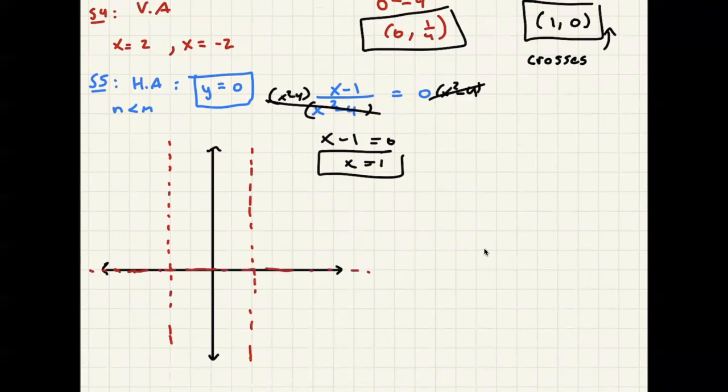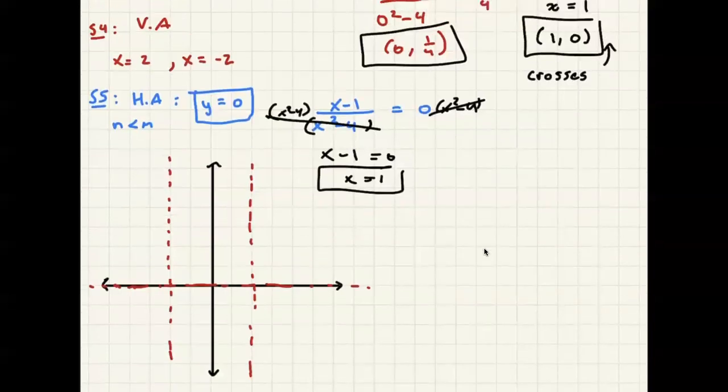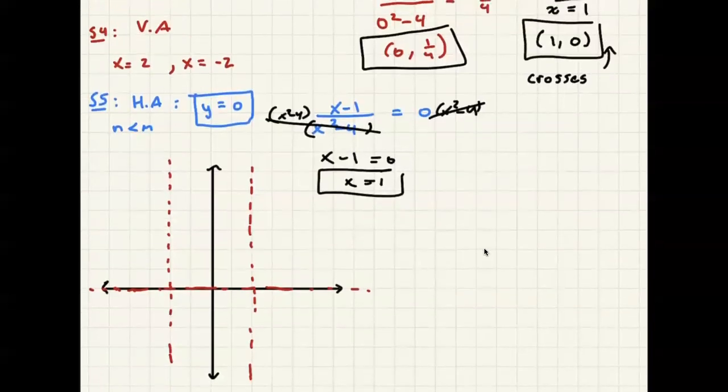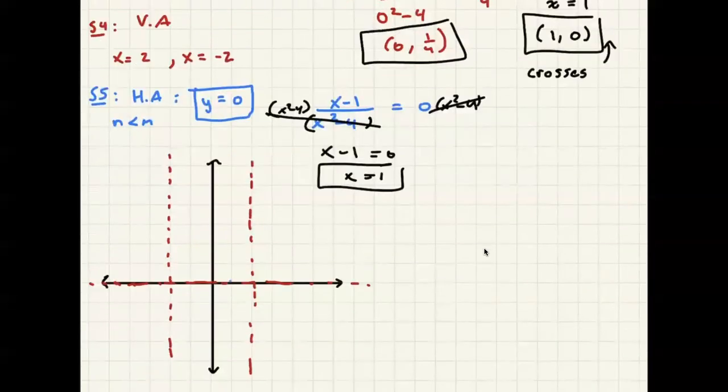Let's plot some points we know. We know that our x-intercept is (1, 0), so at (1, 0) we cross right here. And we know that our y-intercept is (0, 1/4), so we're going to cross somewhere right here. Now we can just use common sense, right? Because we cross at the intercept, we're going to go down this way, and this is going to eventually curve back upward. We're just guessing, we don't know the entirety of the graph, okay?